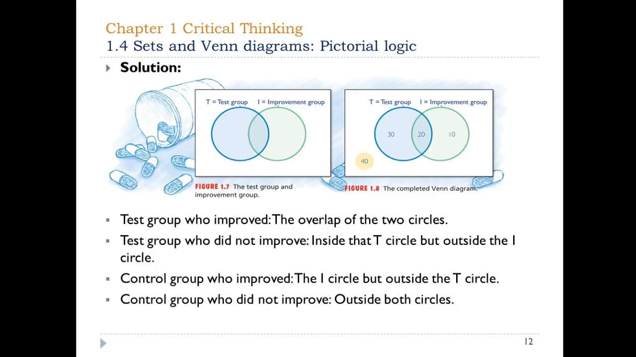Test group who improved, the overlap of the two circles, this area right here. Test group who did not improve, inside the T circle but outside of the I circle. Control group who improved, the I circle but outside the T circle. And control group who did not improve, outside of both circles.